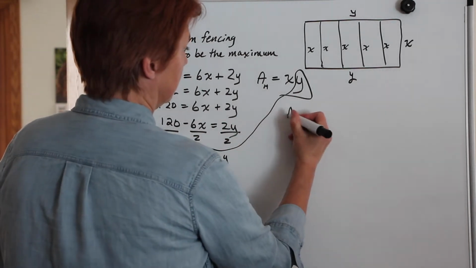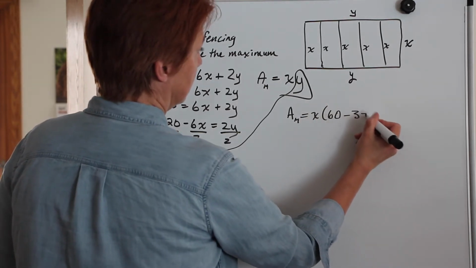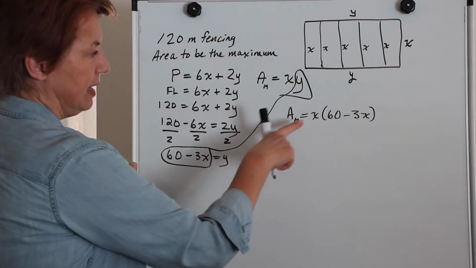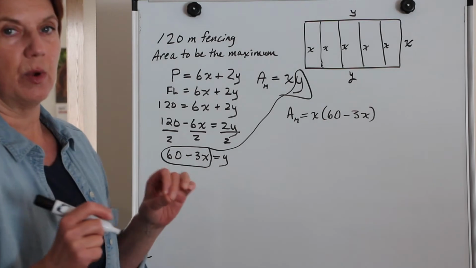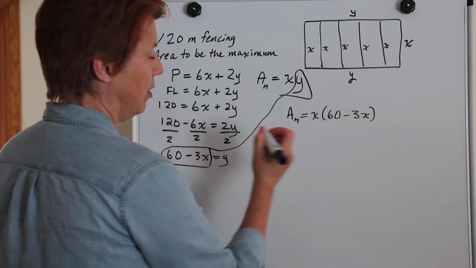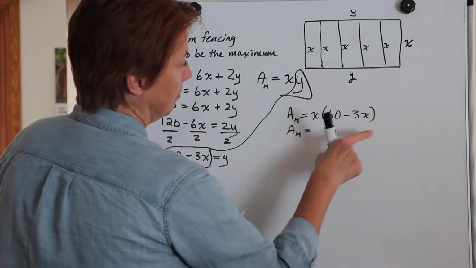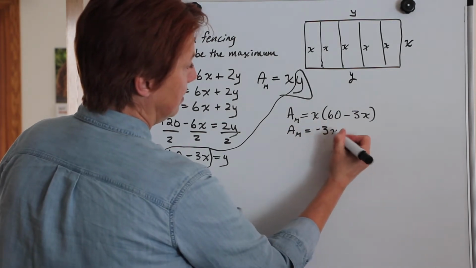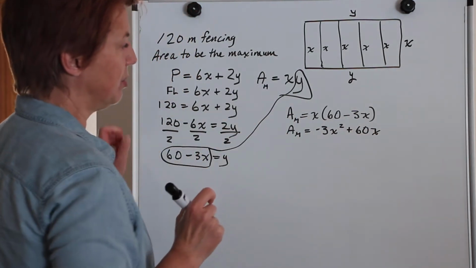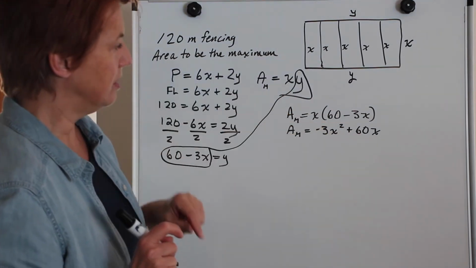Okay, so here's what it's going to look like. Our area is going to be x times 60 minus 3x, right? Now what we're going to do is set this equation up so that it's in ax squared plus bx plus c form so that we can complete the square on it, because we want to find the maximum, which is going to be the top of that parabola. So moving these terms around right away, negative 3x squared plus 60x. So all I did was multiply the x through the brackets. X times negative 3x squared, x times 60 is 60x.